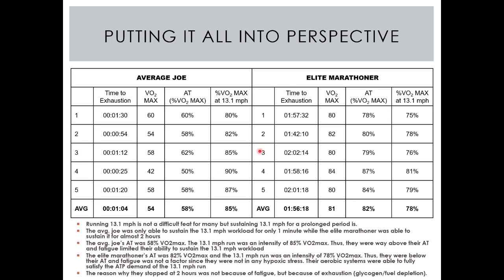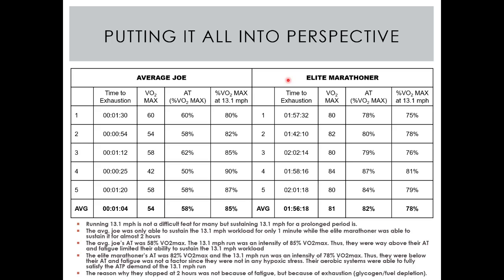Now let's take a look at the elite marathoners. We obviously know that they were able to sustain that 13.1 mile per hour run for significantly longer, almost 2 hours. And I think all of you can guess by now that the 13.1 mile per hour workload was at an intensity below their anaerobic threshold. Let's take a look at their testing data.